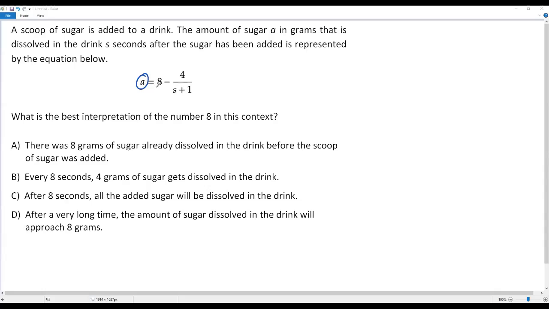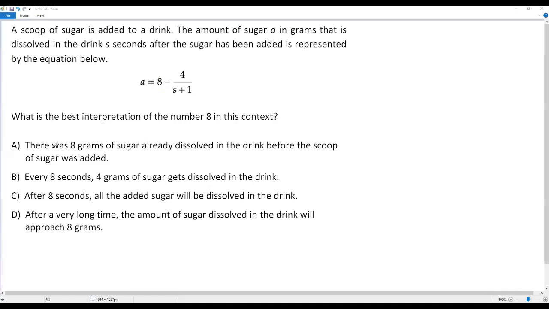If I want to know how much sugar was already dissolved in the drink before the scoop of sugar is added, what should I do? I have to plug in S equals 0. When I plug in S equals 0, I'll get the amount of sugar already dissolved in the drink before the scoop of sugar is added. Okay, now let's keep this in mind. We can go over the given answer choices to understand what the number 8 in this equation represents.